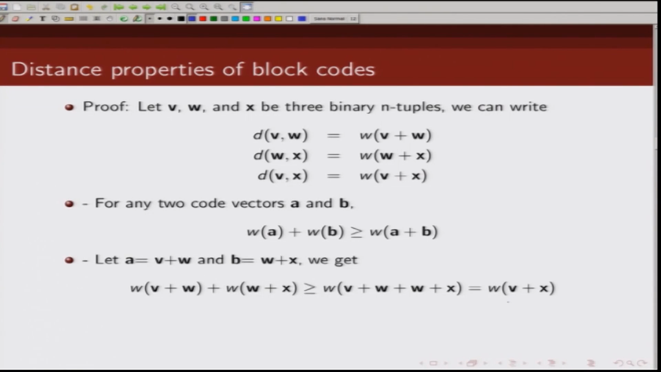Hamming weight of v plus x. Weight of v plus w is nothing but the Hamming distance between v and w. So, this we can replace by the Hamming distance between v and w, this by the Hamming distance between w and x, and this by the Hamming distance between v and x. Hence, we get the Hamming distance between v and w plus the Hamming distance between w and x is greater than or equal to the Hamming distance between v and x.